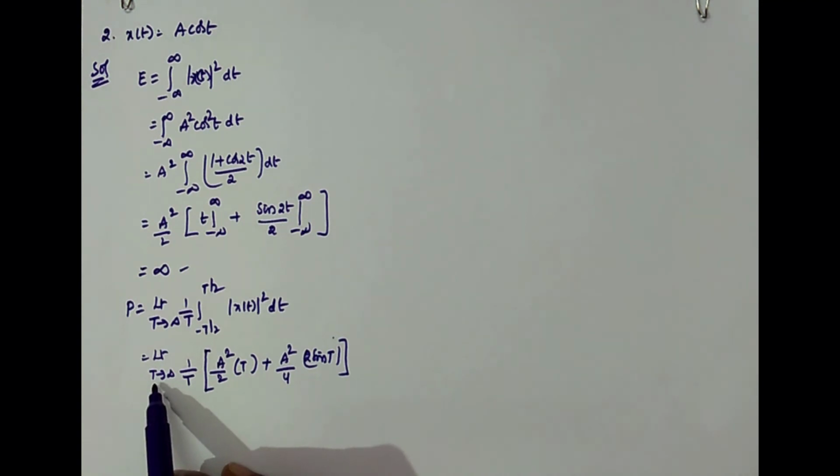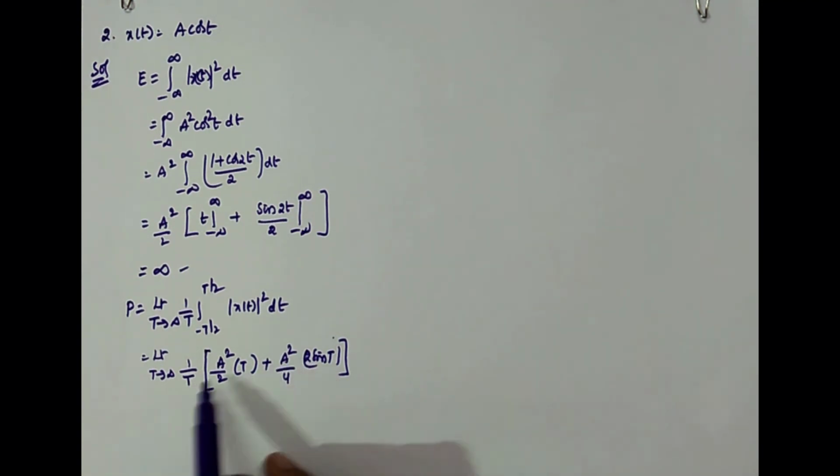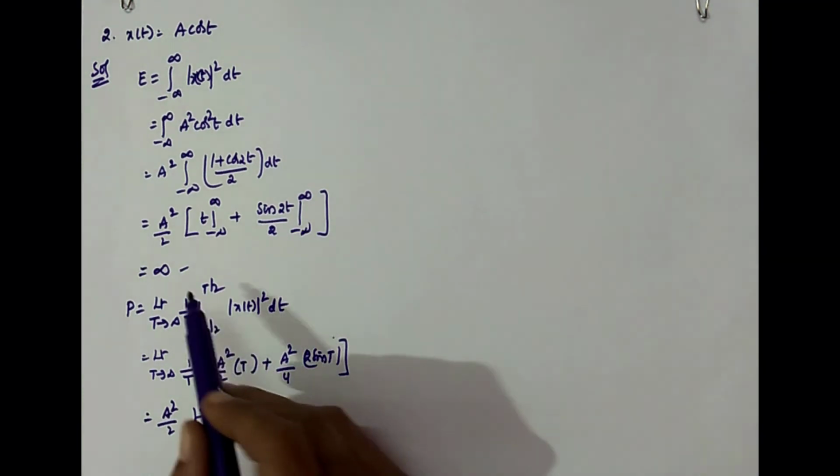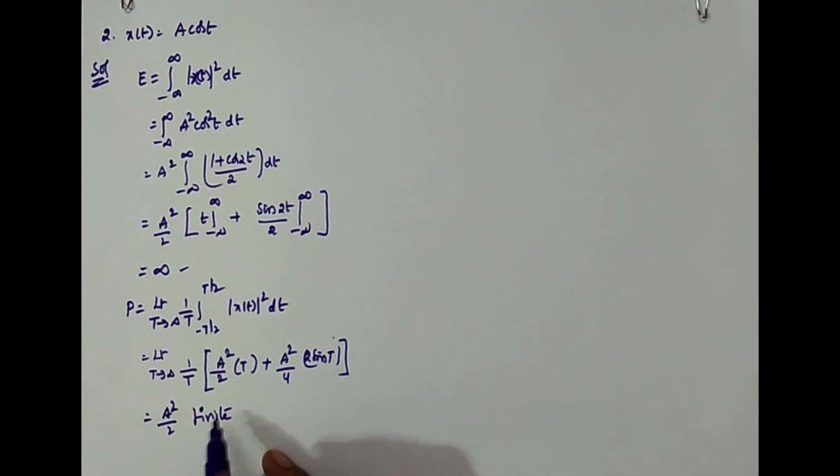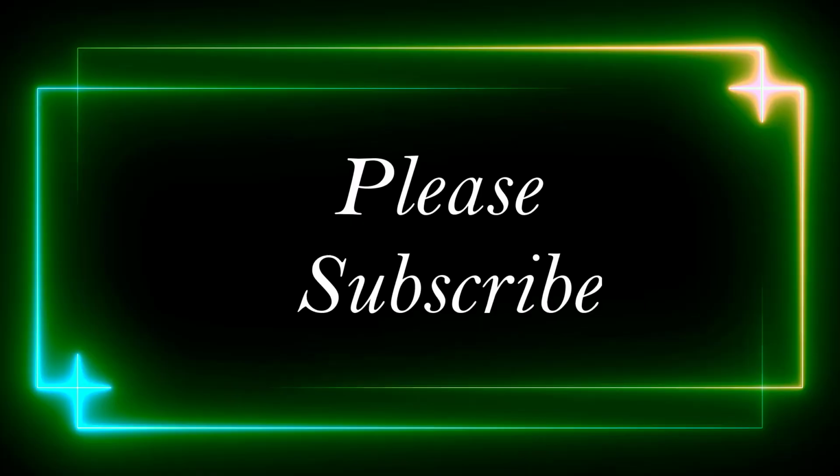Then if you substitute t tends to infinite for this 1 by 2 term, it will be 0 and you will be with the a square by 2. So it is finite. So energy is infinite, so the power is finite, so the given signal is said to be power signal. I think you clear with these two problems.